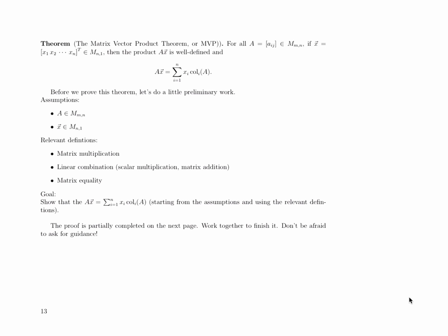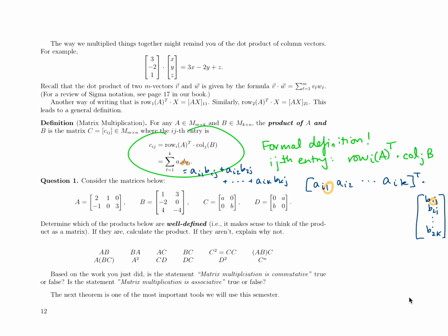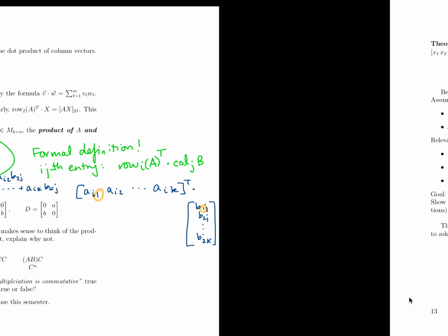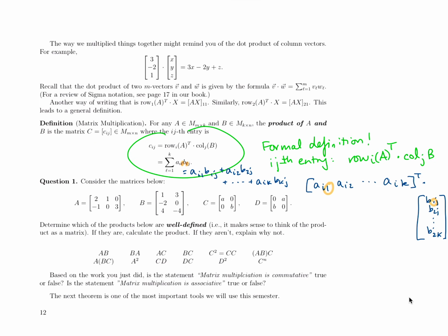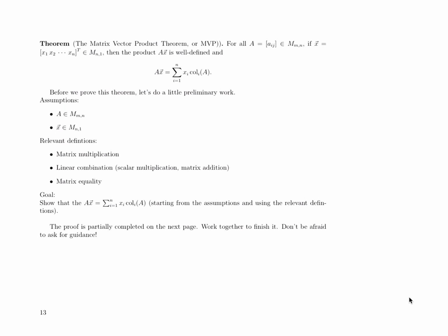We'll get some practice with matrix multiplication because it's a little bit weird. And then together we'll do a little bit of thinking about what the MVP says and then writing of a proof together.